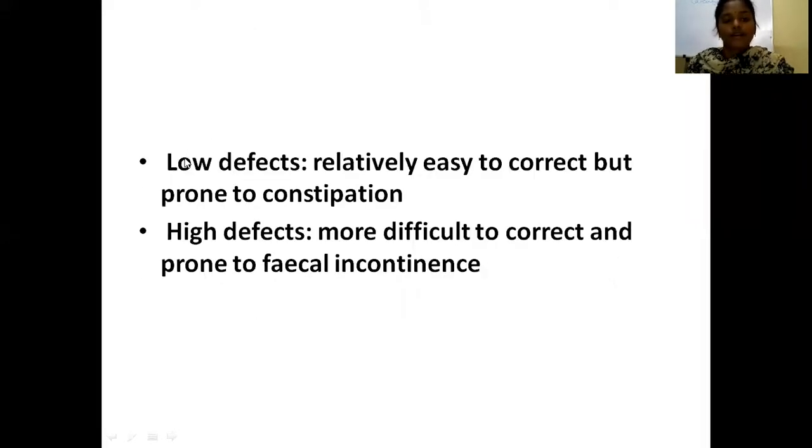Low defects, that is the defects below the level of the levator ani muscle, are relatively easy to correct, but after correction they are prone to constipation. Whereas high defects, that is above the level of the levator ani, are more difficult to correct. They are more complex anorectal malformations, and after correction they are prone to fecal incontinence.